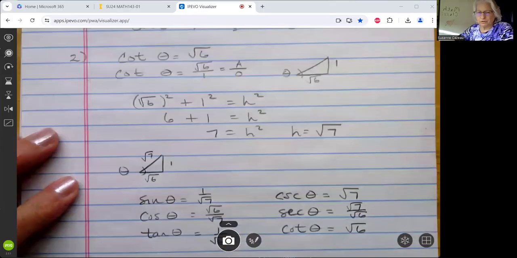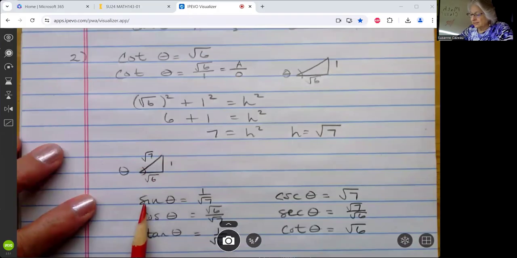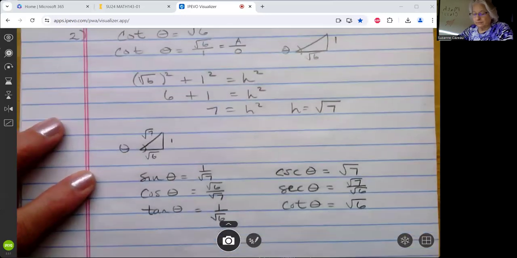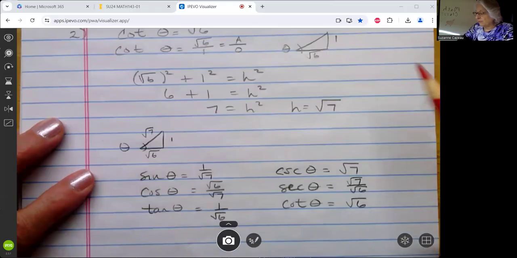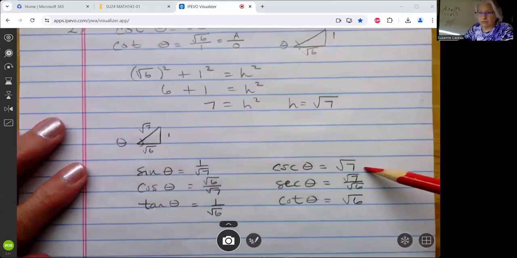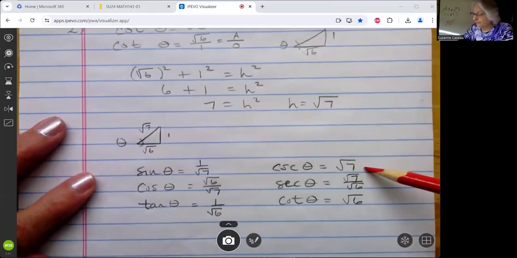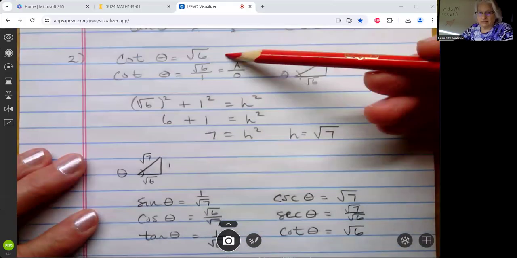And here I just redrew the triangle with all our sides in there. Sine is opposite over hypotenuse. Cosine is adjacent over hypotenuse. Tangent is opposite over adjacent. And then you've got your reciprocals. And you don't have to write root 7 over 1 because it will mark it wrong. Don't do that. It's just root 7. Same with this one, that's root 6. And they even gave that to you in the beginning.